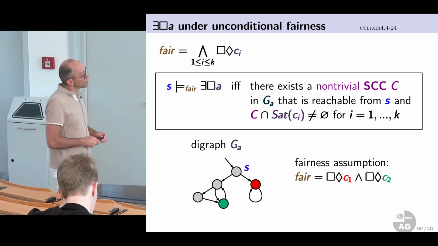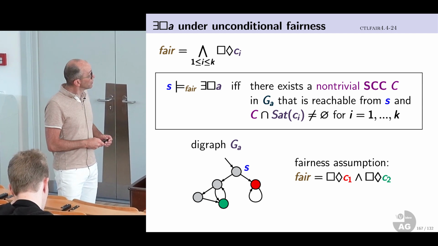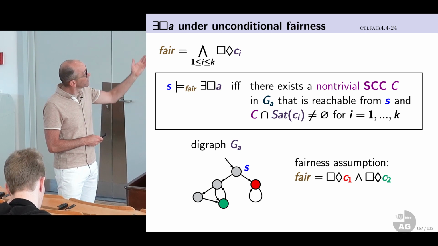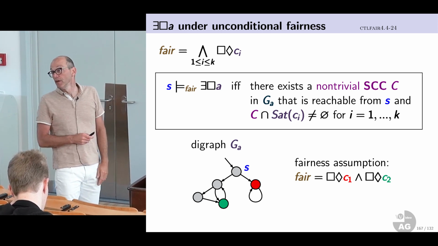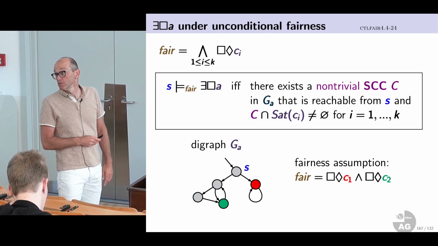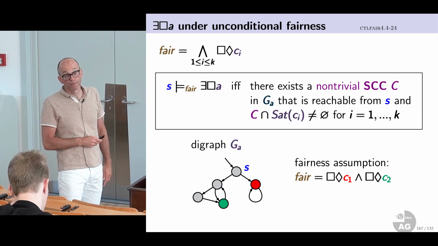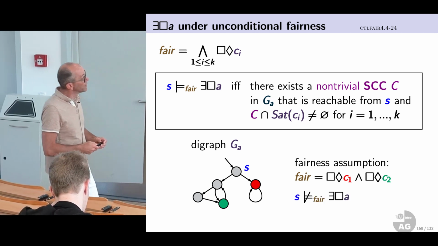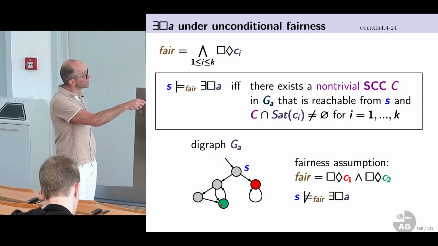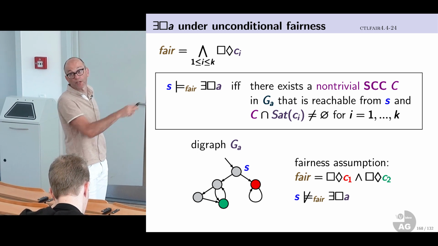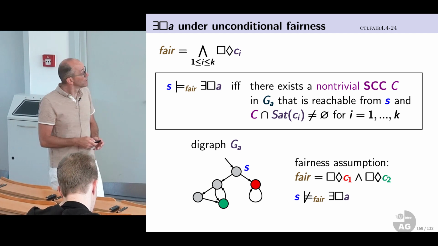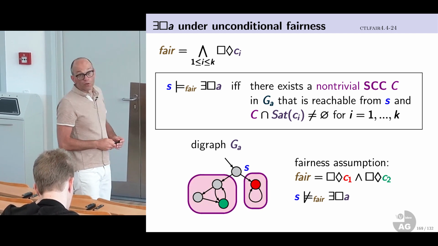Good. So fairness assumption infinitely often C1 and infinitely often C2. Is there some non-trivial component that I can reach here, which has a red state and a green state? Doesn't seem to be the case, right? So this does not satisfy this formula. Yeah, because this is a strongly connected component, but it only contains a green state. This is a non-trivial strongly connected component, but it only contains a red state, but we don't have one that contains both. So those are the two strongly connected components.